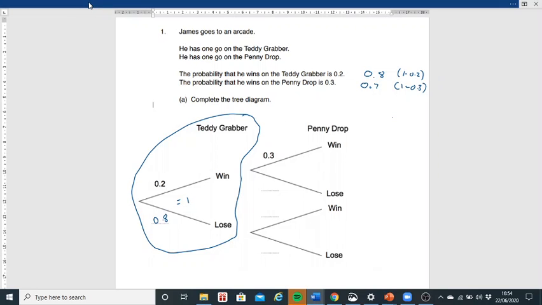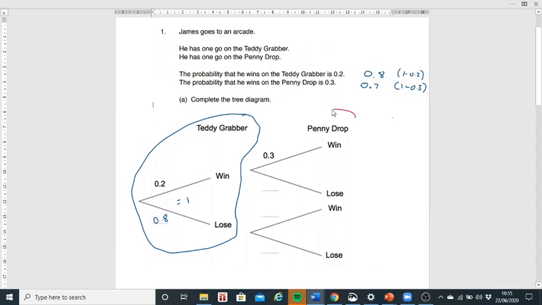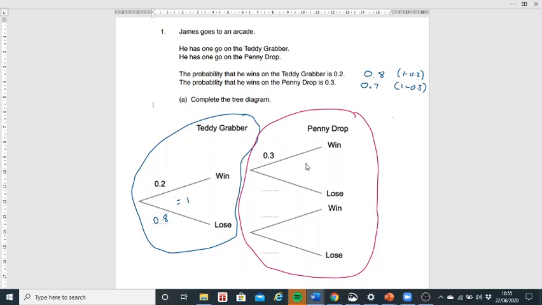Now we're going to look at the penny drop. I'm going to change my color now, take a different color, and let's look at the penny drop. Now all of this is to do with the penny drop. Notice there's two sets of branches now. The reason we've got two sets is because the first set of branches is what happens when he wins at the teddy grabber. The second set of branches is what happens if he loses at the teddy grabber. So there's two possibilities. He's either going to win at the teddy grabber or he's going to lose. If he wins, we do a branch for the winning, and when he loses, we need a branch for the losing.